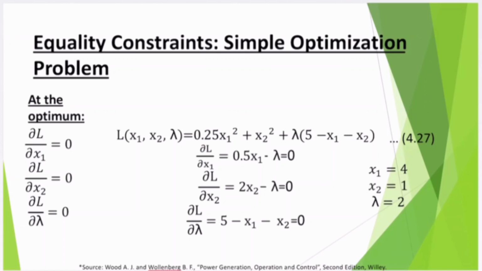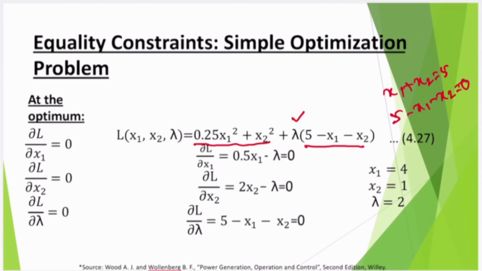In the graphical method we saw how the solutions are lying at 4 and 1, but now let us solve through the Lagrangian multiplier. What is my objective function? 0.25 x1 square plus x2 square, and as I told you, lambda times the constraint. So if my constraint was x1 plus x2 equal to 5, I can say 5 minus x1 minus x2 equal to 0, and that is nothing but this constraint. Okay, so now you have a function with you.